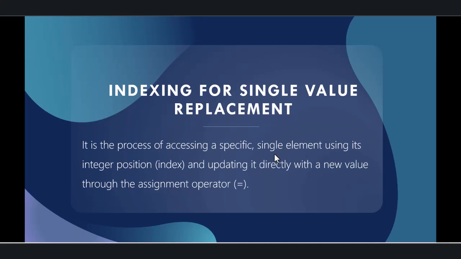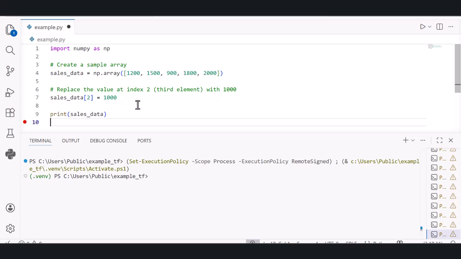First, we'll consider a specific value. We will give its index value. By using the assignment operator, we will directly assign a new value and update the existing one. This is how it works. I'll explain this in an example. I've copy pasted the example code. Now I'll explain each line of this code.